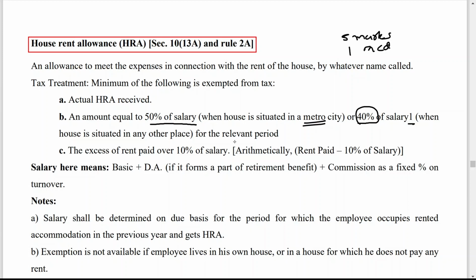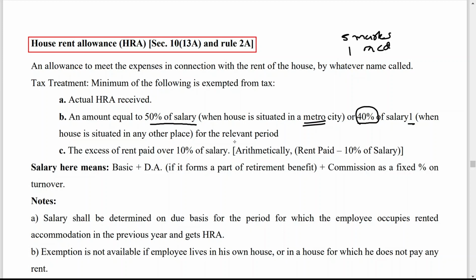And the last step is the excess of rent paid over 10% of salary, that is rent paid minus 10% of salary. This is the third step. Arithmetically, it is very easy to remember, so you can write down this formula arithmetically in your exam. How can an MCQ be asked?